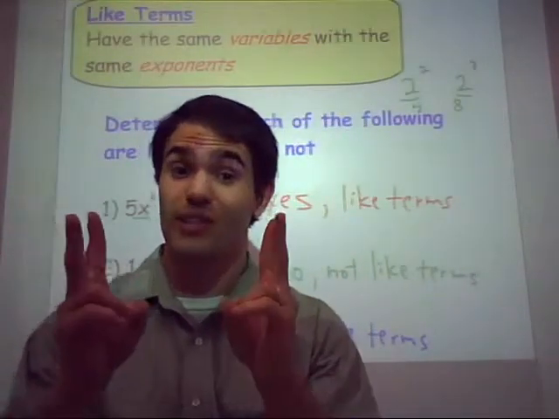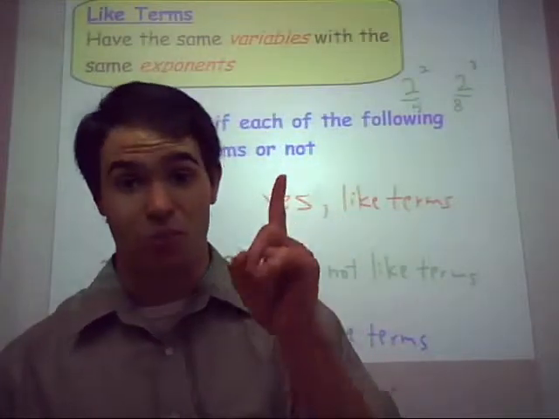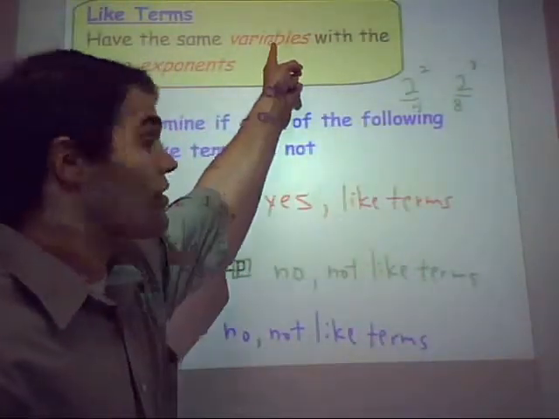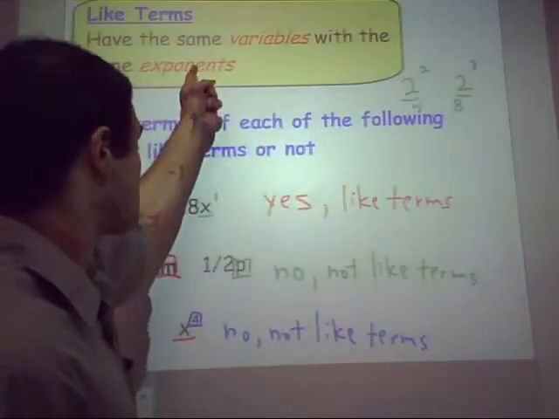Again, 2 things need to be true if you want to say that you have like terms. Number 1, they have to have the same variable, the same letter. Number 2, they have to have the same exponent.